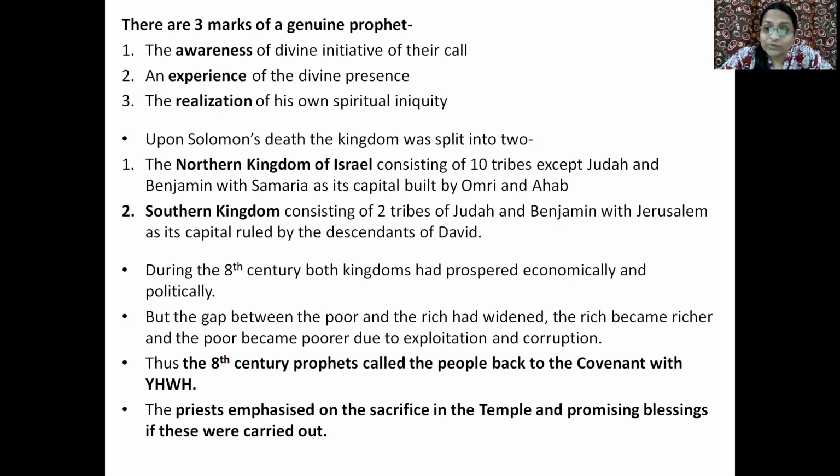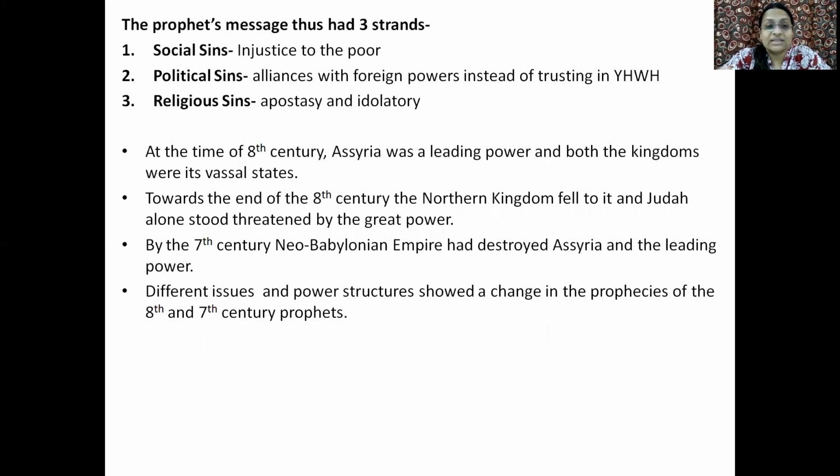The 8th century prophets were mainly giving one message: calling the people back to the covenant with Yahweh. And what was the priesthood doing? The priesthood was emphasizing the sacrifices in the temple and promising blessings if they carried out the covenant of God, or if they were obedient unto God. If they carried out these sacrifices and fulfilled the rituals in the temple, it was promised that they would be blessed. That was how the priests and the prophets were fulfilling their roles, doing their ministry unto the people.